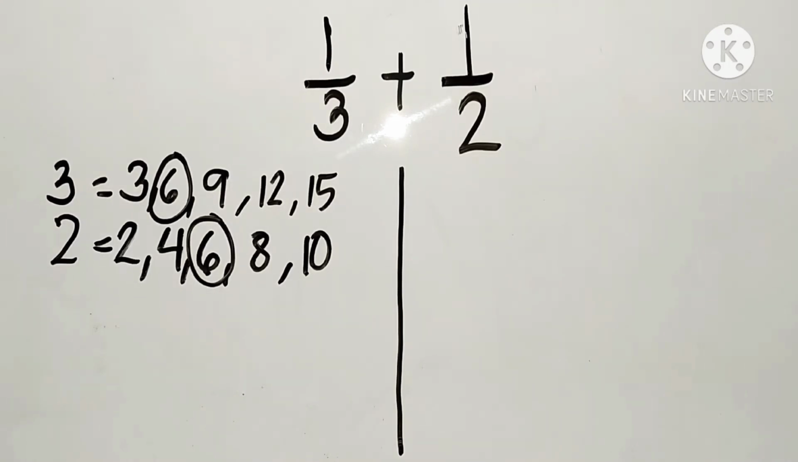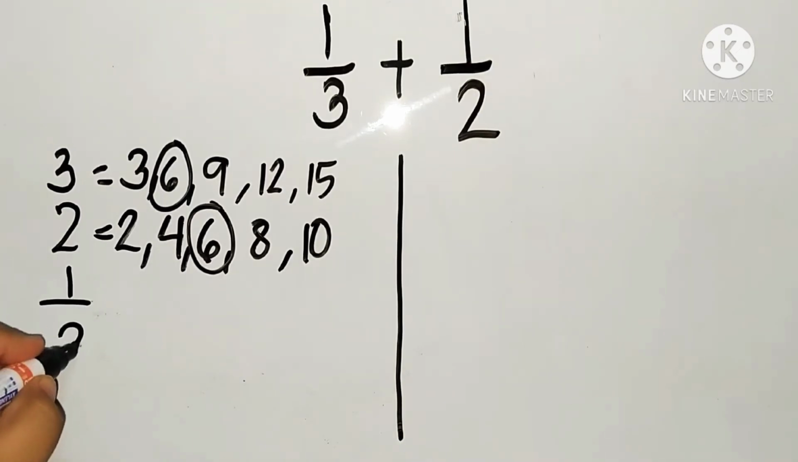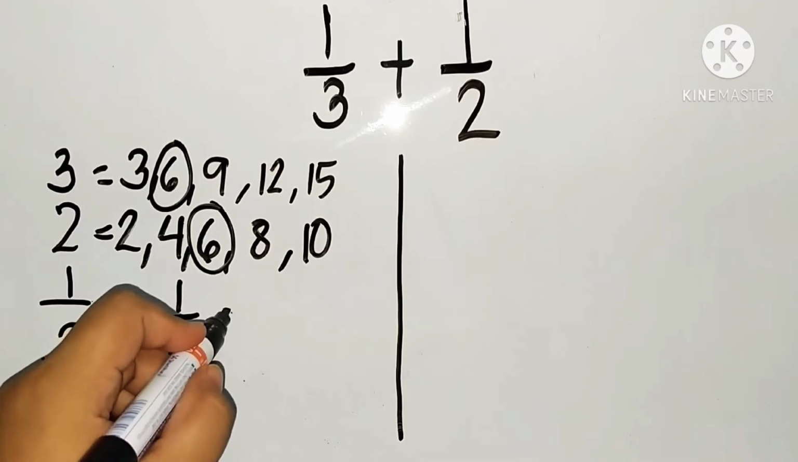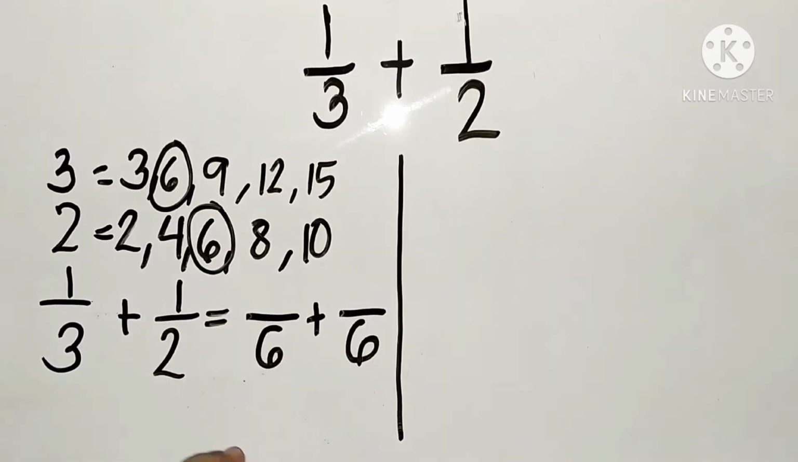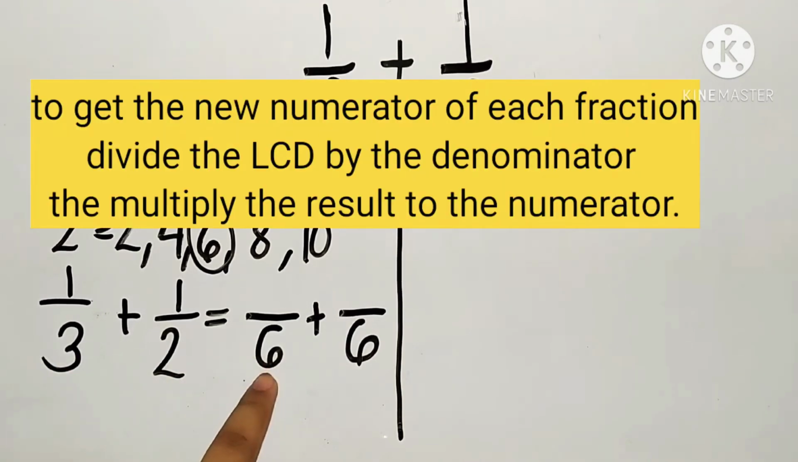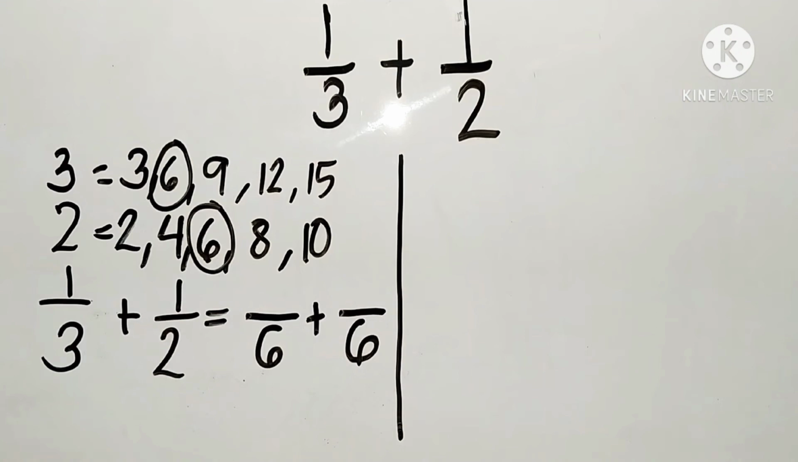Since mababago na ang ating denominator, that means mababago na rin ang ating numerator, which is in step number 2. Rename fractions to similar fractions using the LCD. Have 1/3 plus 1/2. Since magiging 6 na yung ating denominator, so maglalagay na tayo ng 6 dito. Paano kukunin yung numerator? Una, divide 6 by 3. So yung bagong denominator, i-divide nyo nung old na denominator. And then whatever the result is, i-multiply nyo siya doon sa numerator para makuha nyo yung bagong numerator.